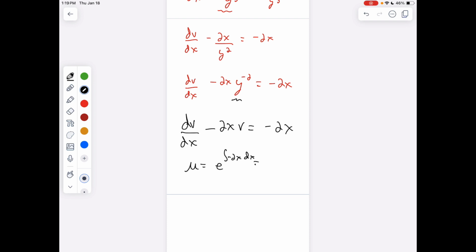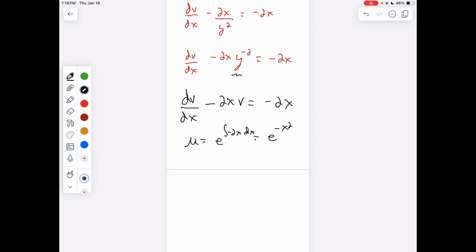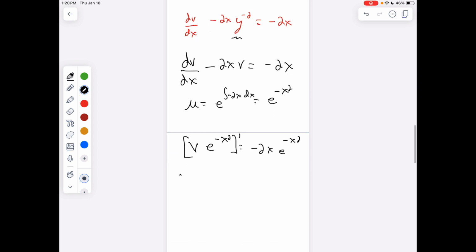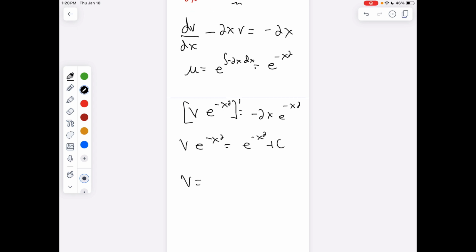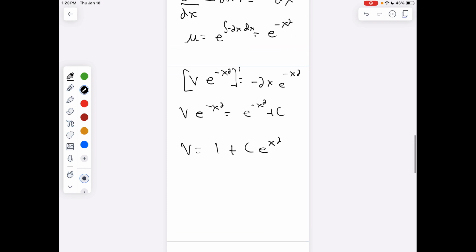But if you went ahead and did that, the mu that you would have is e to the minus x squared. And this whole thing would come out to be v e to the minus x squared after multiplying both sides and rewriting the left-hand side as a product rule. And if we integrate both sides, it'd be this plus c. And v equals, I'm going to divide both sides by e to the minus x squared, and this is what you'd come up with. And the reason I just wanted to go over that is just to make a point.